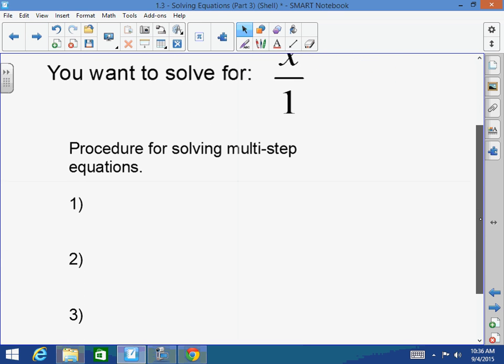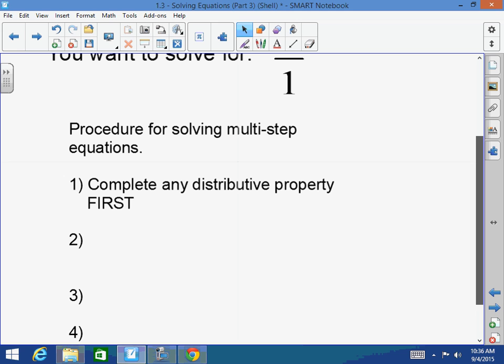And the first step in a multi-step procedure, gentlemen, is to complete any distributive property first. So if you see a distributive property that can be activated, go ahead and activate it. Distribute anything you have to first. That's going to get rid of the parentheses. That's going to open up the problem now. First step, complete any distributive property.